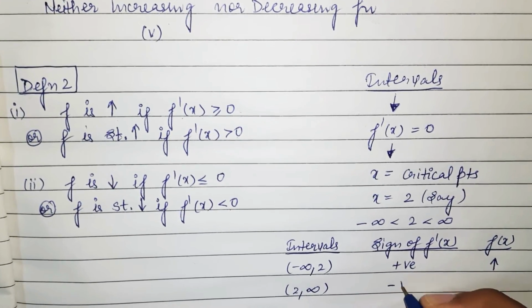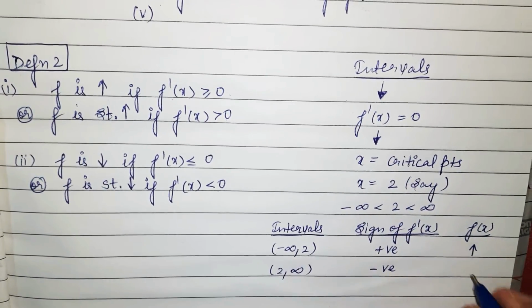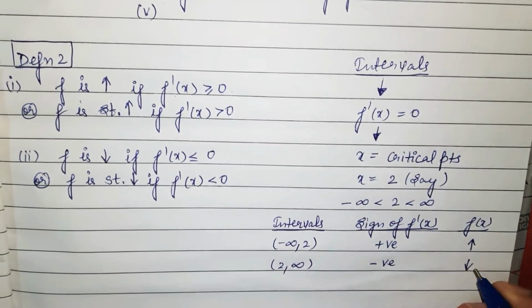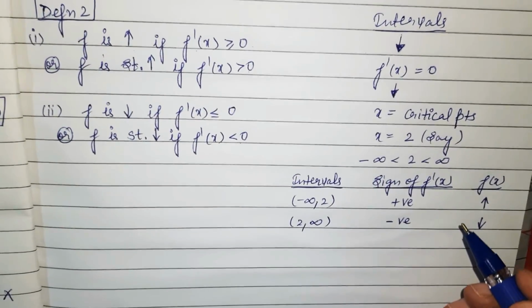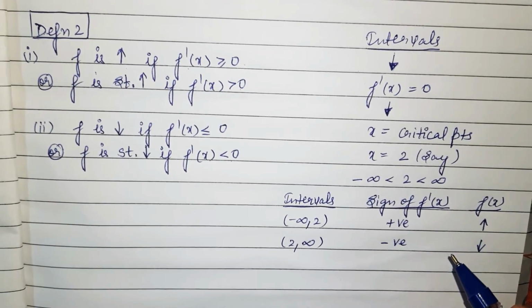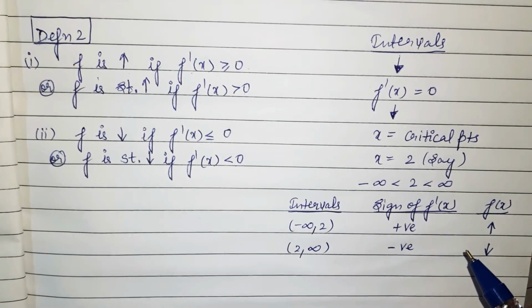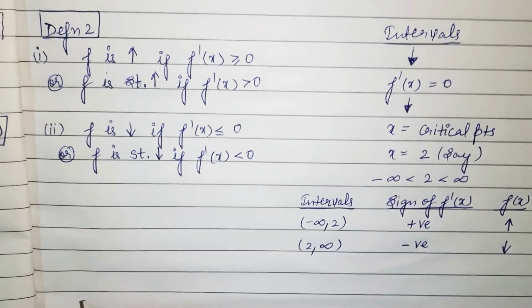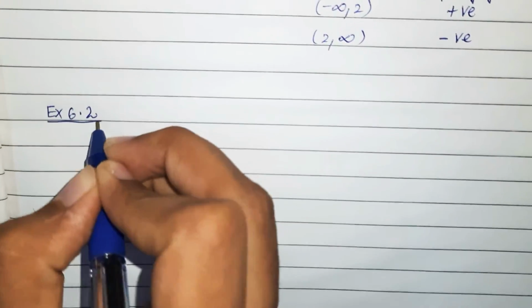If I am getting negative value of f dash x, let's suppose between 2 and infinity, then this is your decreasing function. So this is the method to check the intervals, whether the function is increasing or strictly increasing, decreasing or strictly decreasing. Now come to exercise 6.2, you will get to know what type of questions you will get.